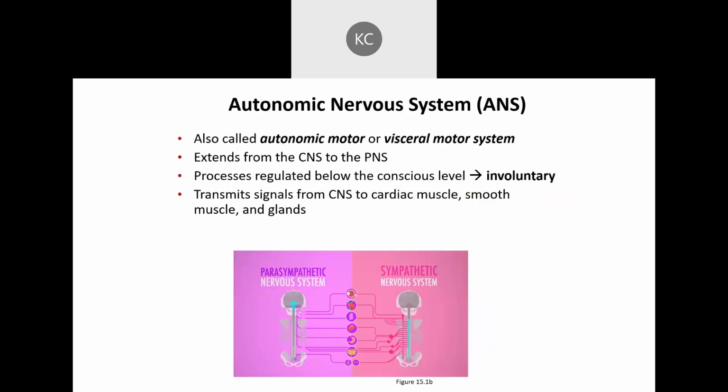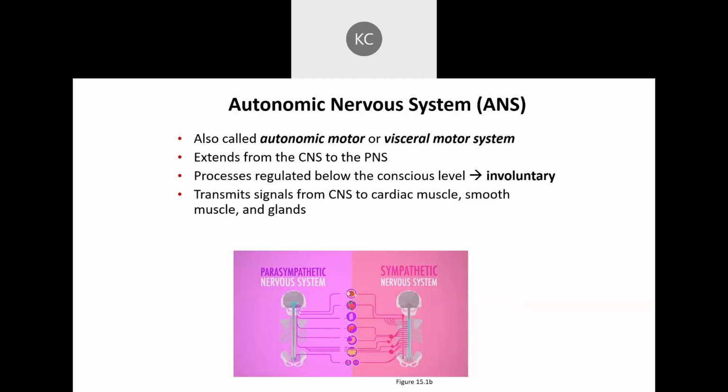Now, when we look at the autonomic system, the autonomic is going to be controlling those effectors and processes that are below our consciousness, right? Below our conscious level of control. So they're involuntary. The autonomic system is sometimes called autonomic motor, which again is kind of redundant because autonomic is only motor. And then visceral motor. Anytime you see the term viscera, think organ. All right. So in this case, you can think of heart, lungs, stomach, kidney, intestines, bladder, something like that.